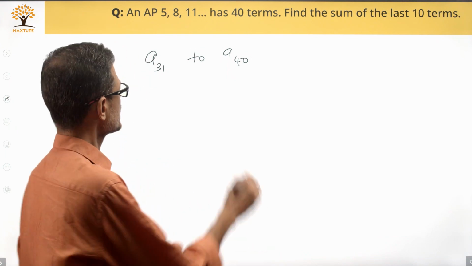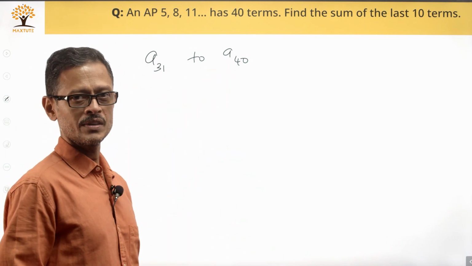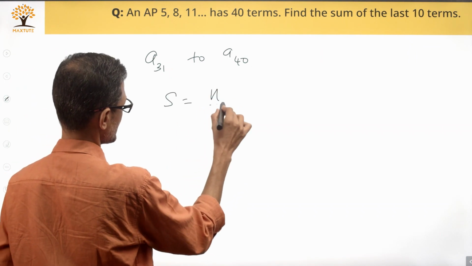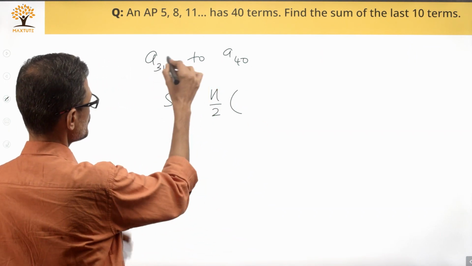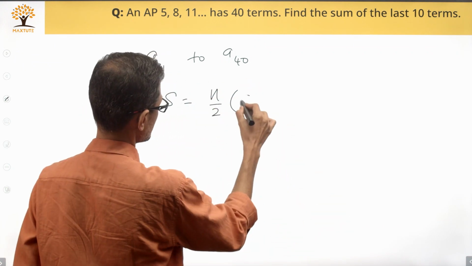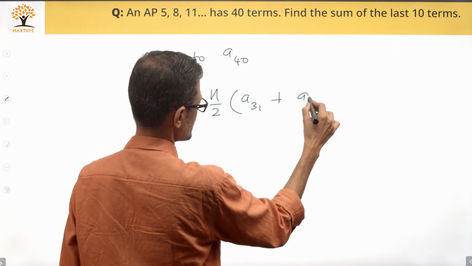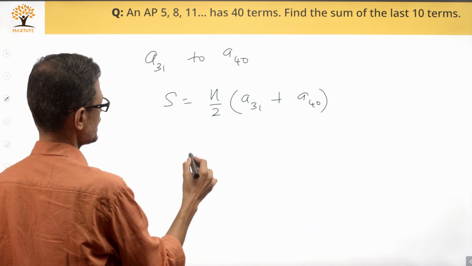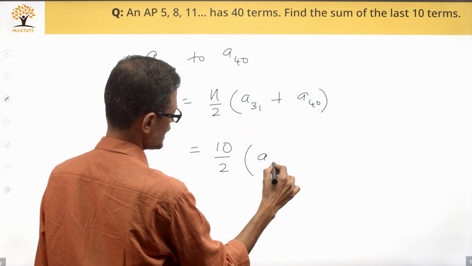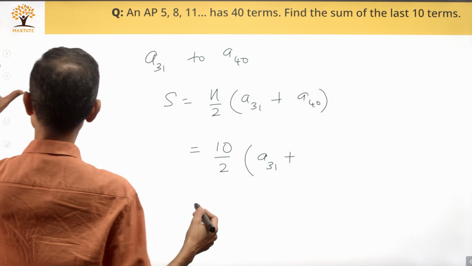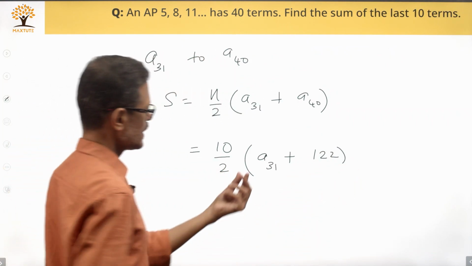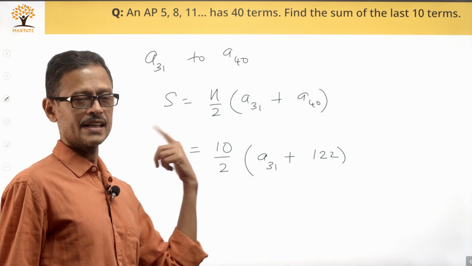What we need to find out is the sum of these last 10 terms. The sum of an arithmetic progression is equal to n divided by 2 into the first term of that particular block we are trying to find the sum for, plus the last term, which in our case is going to be A31 plus A40. So do we know n? Yes, n is equal to 10. 10 divided by 2 into A31, which needs to be computed, plus A40, which we computed earlier and is equal to 122. So we'll compute A31, plug it in here and find out the answer.